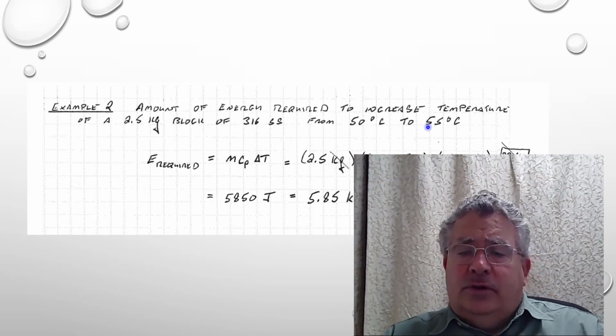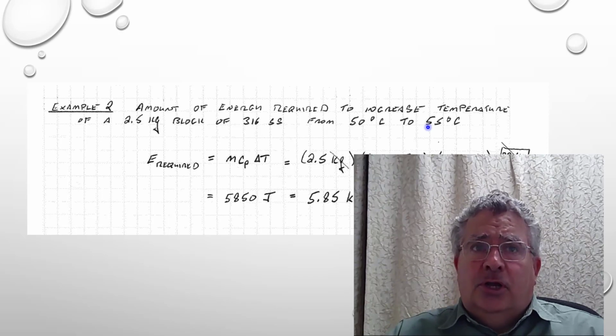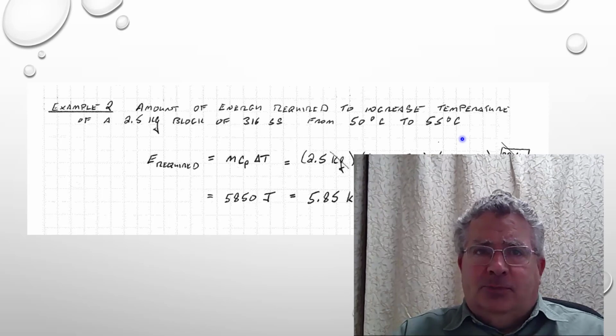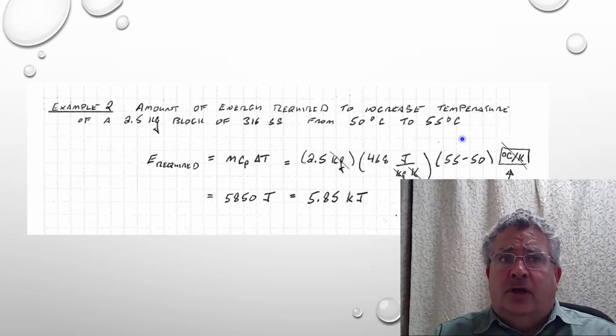Now, in this case, we're not dealing with an absolute temperature, we're dealing with a change in temperature. So I don't have to convert 50 degrees and 55 degrees to Kelvin, because when I subtract the two, I would just be subtracting off that conversion factor of 273.15. So in this case, it's mass times specific heat times the delta T, which is just 5 degrees.